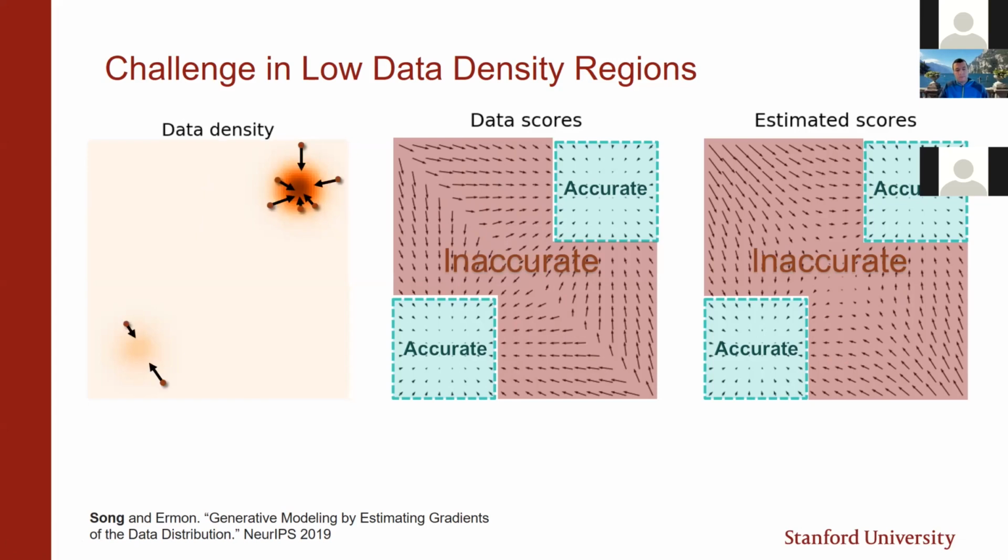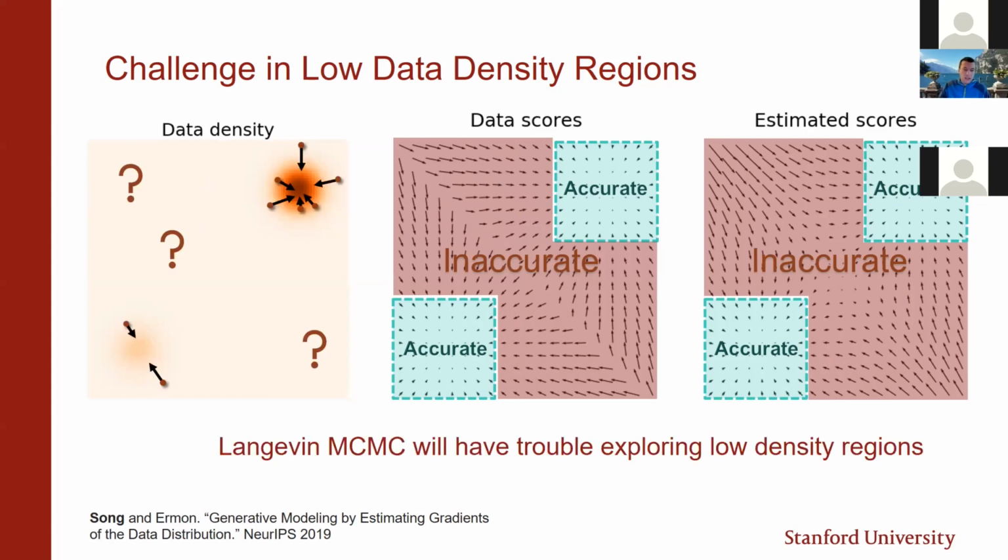because we're not getting data around those points when we do it from samples. And so the challenge is that if you think about what Langevin MCMC will do, you will start the procedure somewhere, maybe based on a uniform distribution, a Gaussian or something. And initially, it will be pretty far away from the high data density regions, and we're trying to go there. The problem is that the arrows that the algorithm is following are not going to be accurate. And so it will have a lot of trouble exploring these low data density regions and will not be able to find its way towards the modes of the distribution.